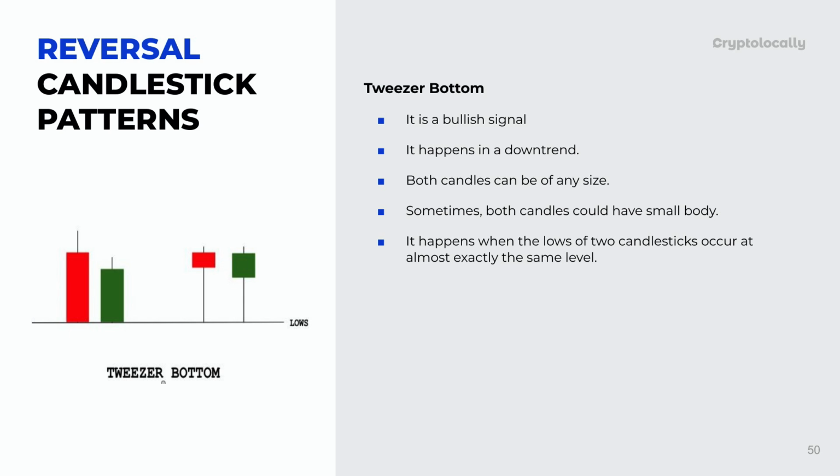So you must see tweezer top and tweezer bottom at either resistance or support. Do you understand? For tweezer top, you want to see it at resistance. Do you understand? In an uptrend. But for tweezer bottom, you want to see it in a downtrend at support. Do you understand? So that's all for candlesticks.